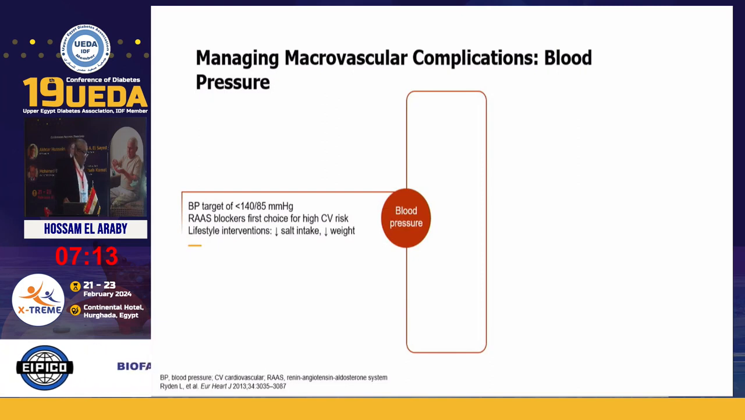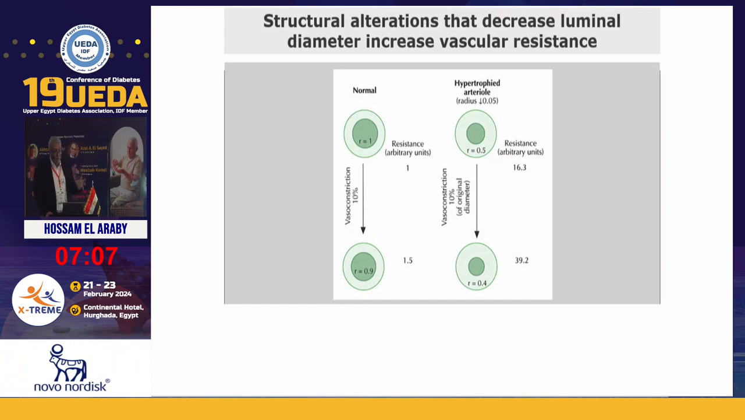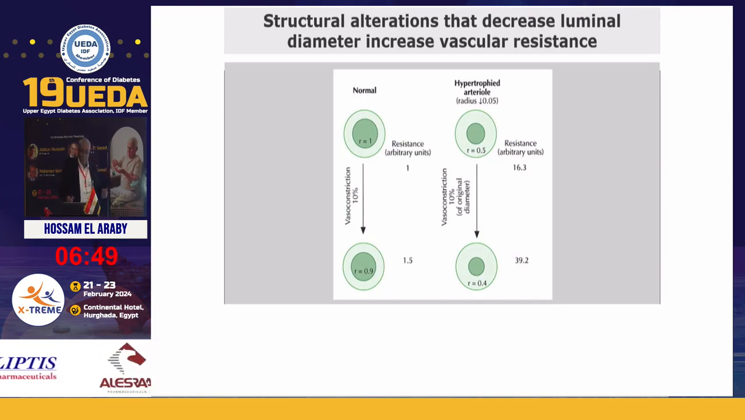Regarding hypertension, you know, structural alterations occur in the arterioles with negligence of treatment of hypertension. If you imagine here the normal blood vessel, with a radius of 1, you have an arbitrary unit of resistance of 1. With vasoconstriction of 10%, we have a reduction in the radius by 10% with an increase in the resistance to 1.5. While with negligence and occurrence of a hypertrophied arteriole with a 0.5 radius, we have an increase in the resistance to 16.3. And with vasoconstriction of 10%, the resistance increases to 39.2.